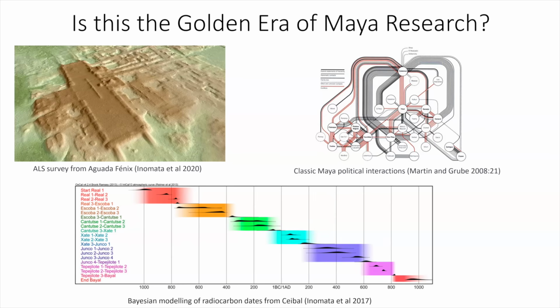The one that gets mentioned quite often is LiDAR. There are a lot of projects right now that are using LiDAR survey to map polity-sized areas. That's given us an ability to provide a broader regional context for the cities that have predominantly been the focus of Maya research since its origins.